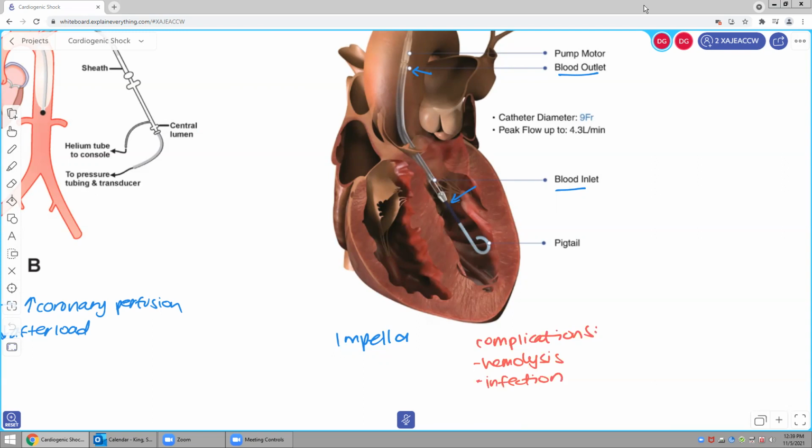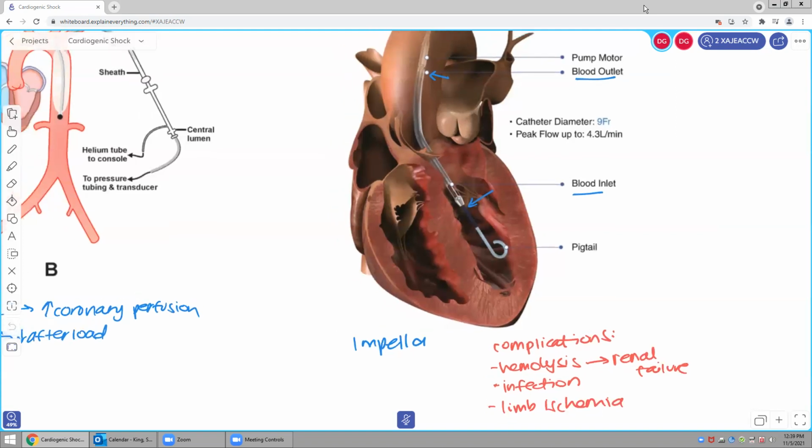Yeah, from what? Yeah, you get pigment nephropathy, renal failure from that. They're pretty big too. You get limb ischemia from where it's inserted. They're preload dependent. You have to have enough blood in the ventricle. Yeah, which then becomes a problem when you're trying to also do this.